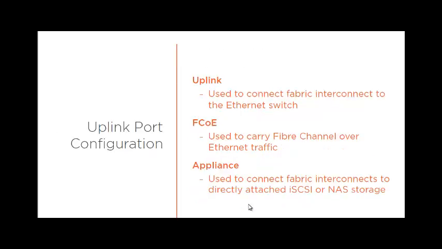Uplink, used to connect the fabric interconnect to the upstream Ethernet switch. FCoE port, used to carry the Fibre Channel over Ethernet traffic. Appliance port, if you are connecting to a storage box or anything that uses iSCSI for communication, they need to be configured as the port type called appliance.